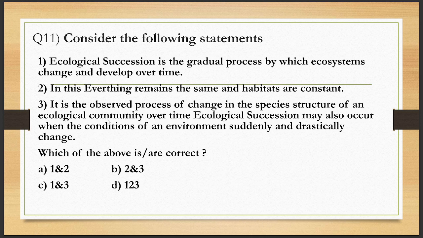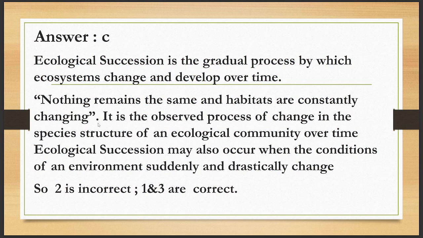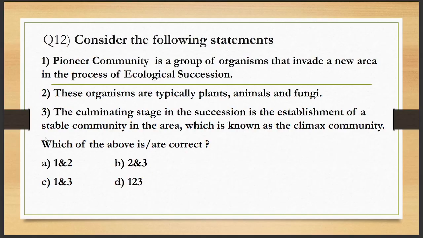So the right answer of this question is C. So second is incorrect, first and third are correct statements. Okay, so why is second incorrect? Because nothing remains the same in this cycle. Habitats are constantly changing. They are not constant, so that's why second is incorrect. 1 and 3 are correct. Now let's move to the next question.